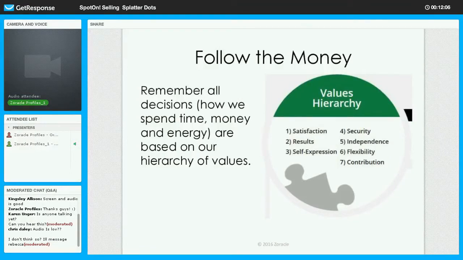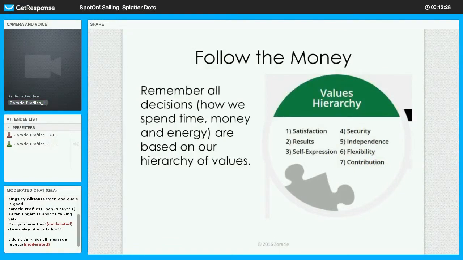So the SpotOn tool just brings those values forward and articulates them. Better yet, it articulates them in a hierarchy. This is the most important thing to this prospective franchisee. So in this case, what you're looking for is the number one value for this client is satisfaction. Number two is results. Number three, self-expression, and so forth, all the way down to number 7.